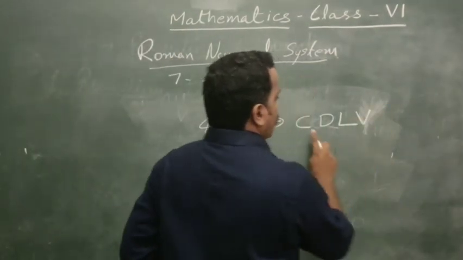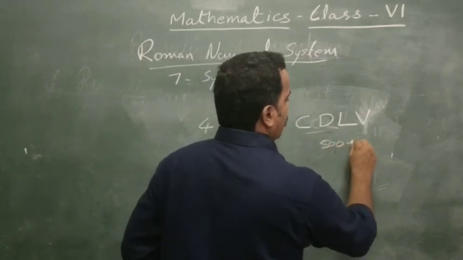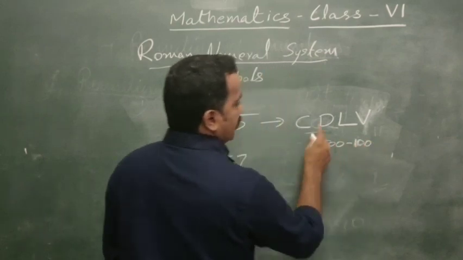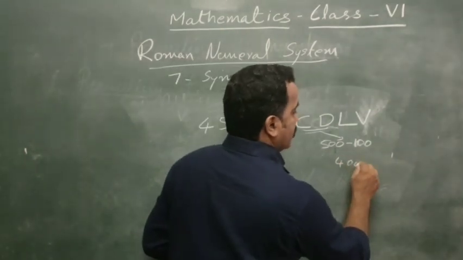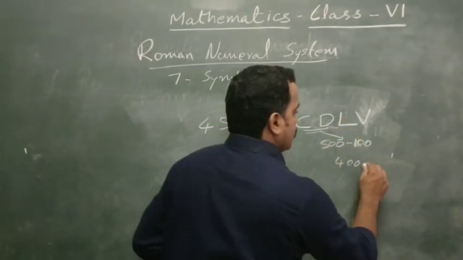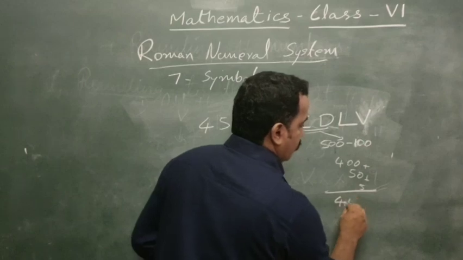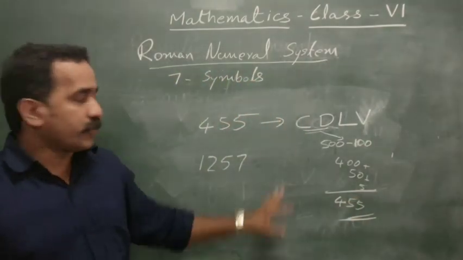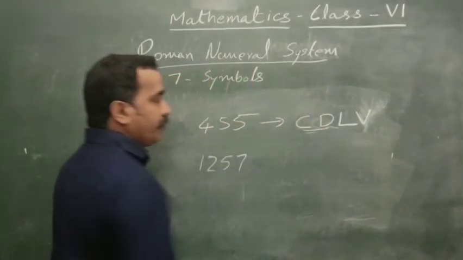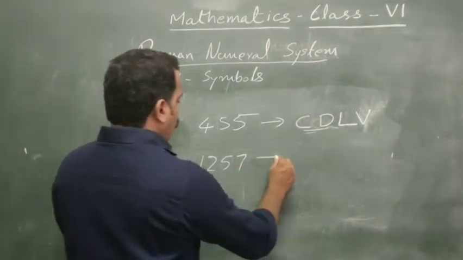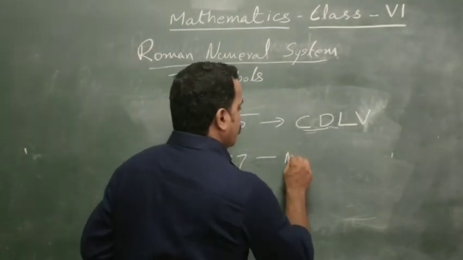So write D. 400. This is 400. How did we make 500 minus 100? That is CD. 500 minus 100 is 400. Then plus 50, then plus 5. So 455. Understood? Same way, another example, some more big number. If you want to convert into Roman numeral, 1257. Here for 1000 we know that it is M.